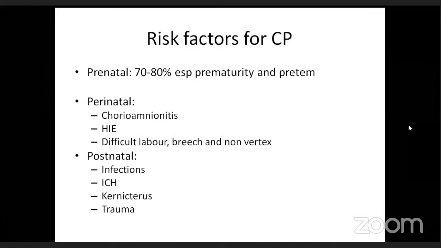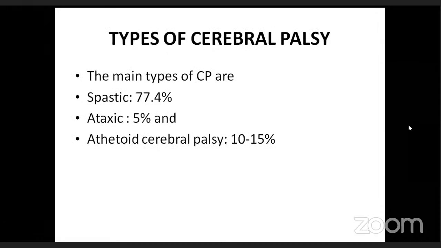Then you have intracerebral hemorrhage or trauma in the early neonatal or in the infantile period, which can cause cerebral palsy. The most common main type is spastic, which is around 80% of the patients included in this group of CP. Next is athetoid or dystonic cerebral palsy, which affects around 10 to 15% of patients. Last but not the least, and the least common, is ataxic, which affects the cerebellar portion.